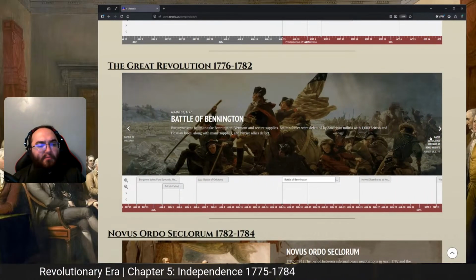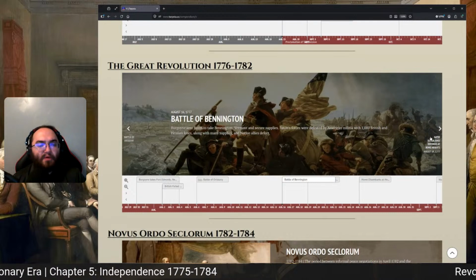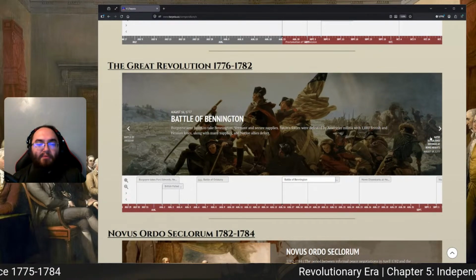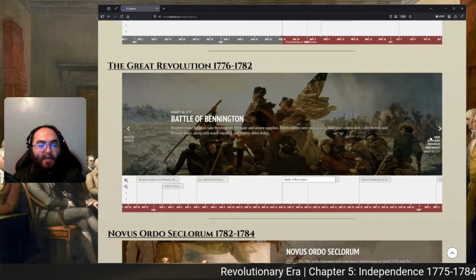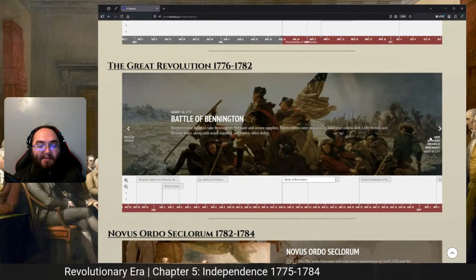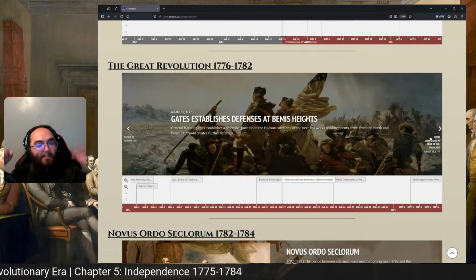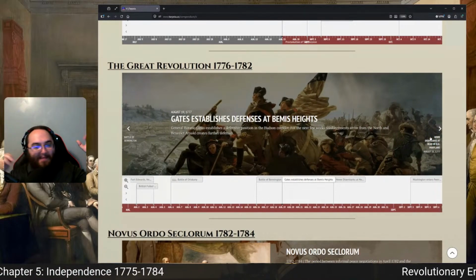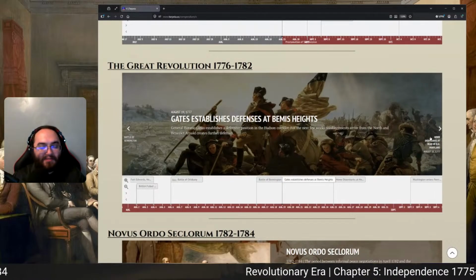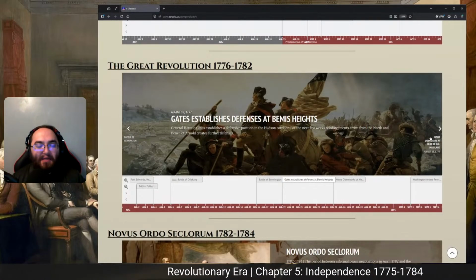You have the Battle of Bennington. Burgoyne sent Baum to take Bennington, Vermont, and secure supplies. Baum's forces were defeated by American militia with 1,000 British and Hessian losses, along with many supplies, and native allies defect. So Burgoyne in northern New York is having a terrible time. He's losing on all fronts of his campaign.